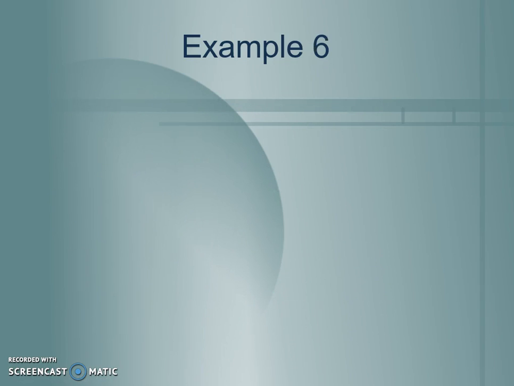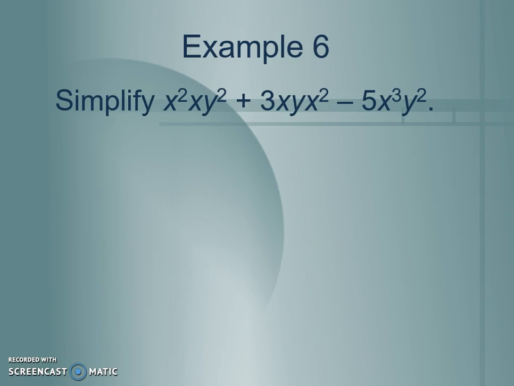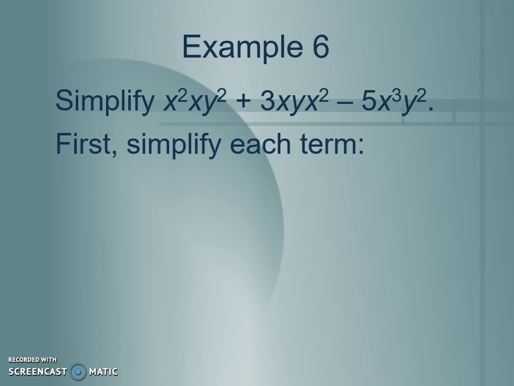And then last but not least, example 6. So we're simplifying, again, it says first simplify each term. So the first thing we notice is that there are more than one x in our first group here. So we have an x squared and an x. So we can combine those. We'll end up with x to the third y squared. And then here we have more than one x also, so it'll end up being 3x to the third y. And then we're good after that.